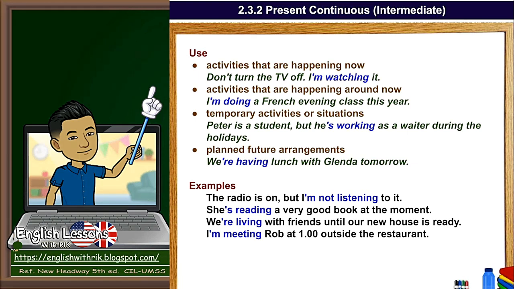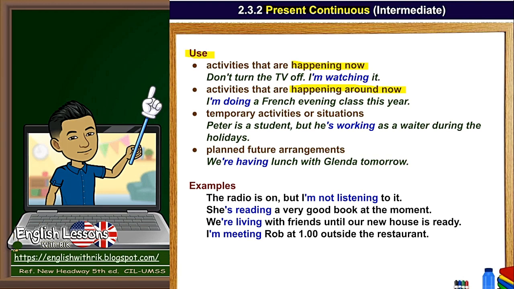Use. We use the present continuous for activities that are happening now. Don't turn the TV off. I'm watching it. Activities that aren't happening right now, but are happening around now. I'm doing a French evening class this year.